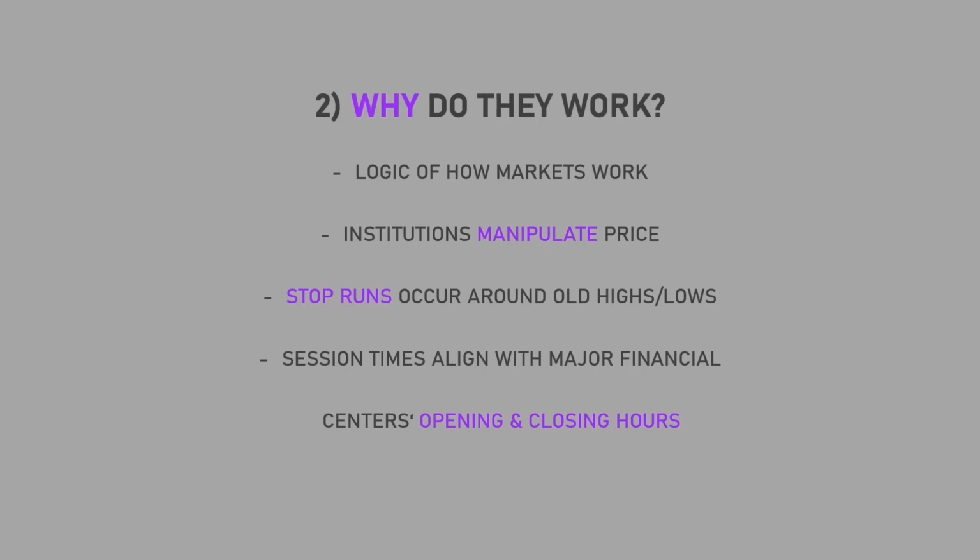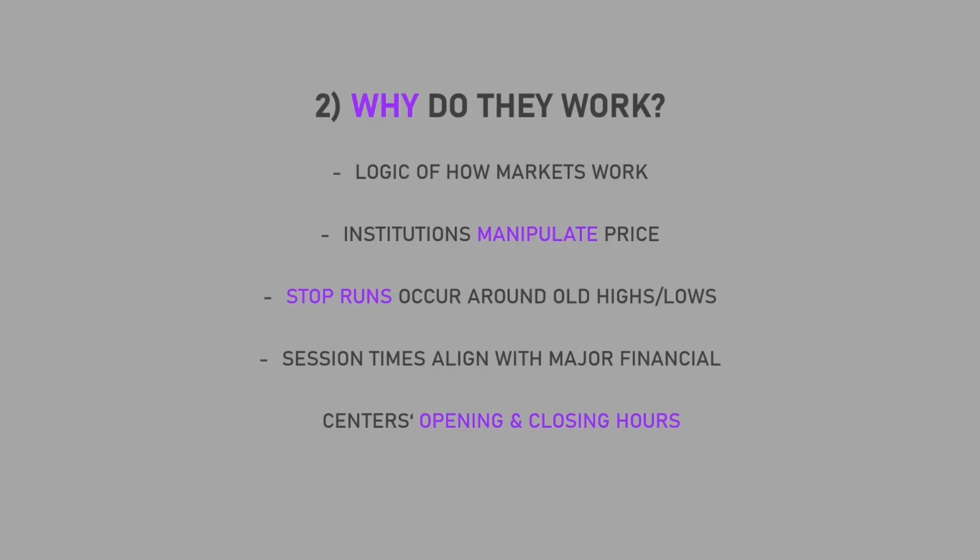Why do they work? If you think about what the market is doing, the market is either trading above an old high or below an old low, right? And the second thing it's doing is rebalancing an inefficiency in the price delivery while doing that, right? That's usually seen as a fair value gap in the charts.